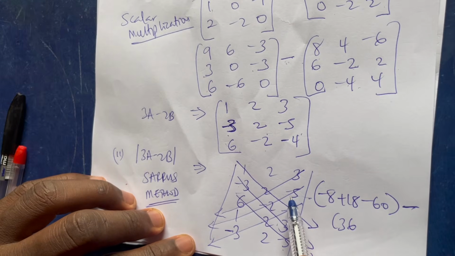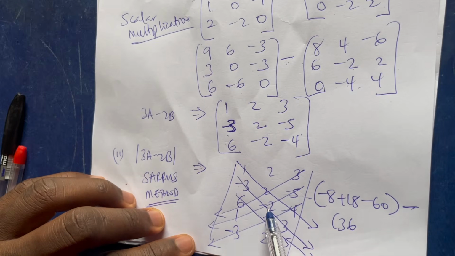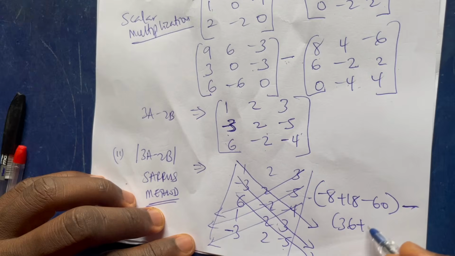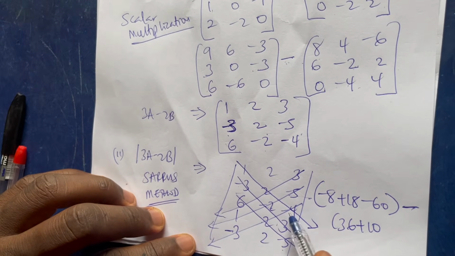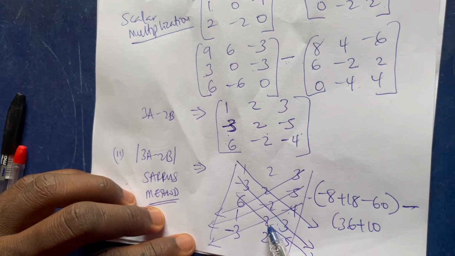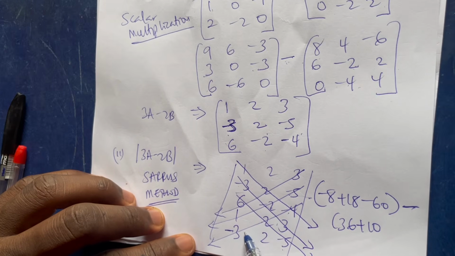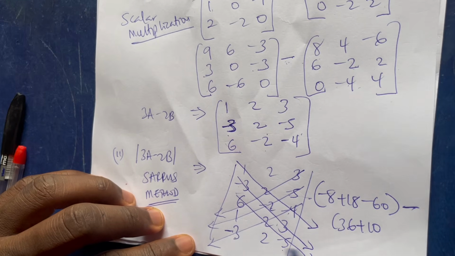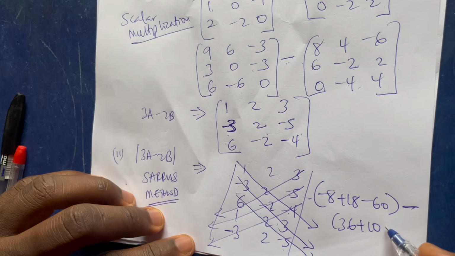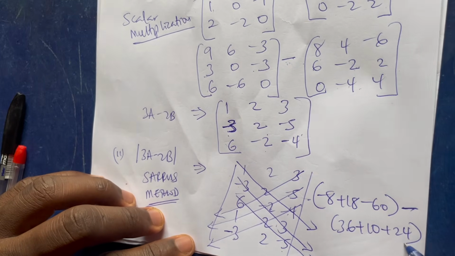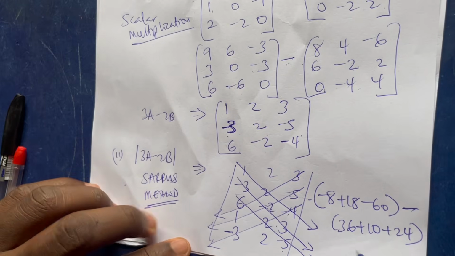Then for here minus 2 times minus 5 times minus 2, that's 10. 10 times 1 is 10. And this last one, minus 4 times 2, that is minus 8. Minus 8 times minus 3, that will be plus 24. That's plus 24. So therefore subtract this.